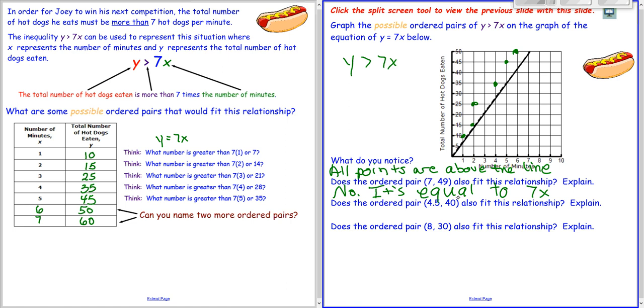So it's not greater than, it's equal to. What about 4.5 and 40? Let's think about it. Okay, so 4.5, let's come up to 40. I'm going to plot that point here. Well, that appears to be above the line as well, so it seems to fit that same pattern. So it seems to be that it would be greater than what he would normally eat in 4.5 minutes. So yes, because it's above the line.